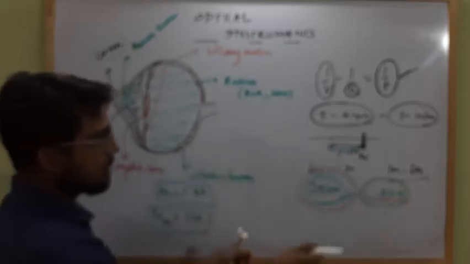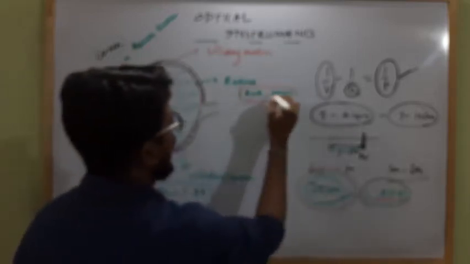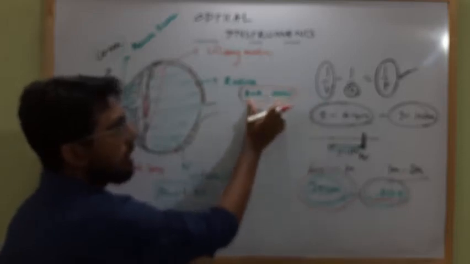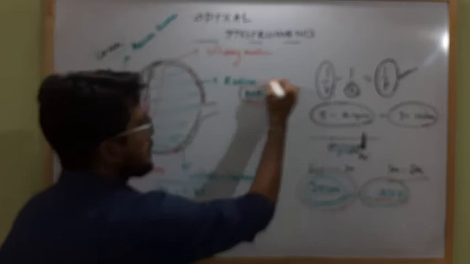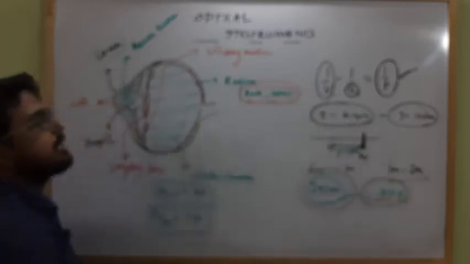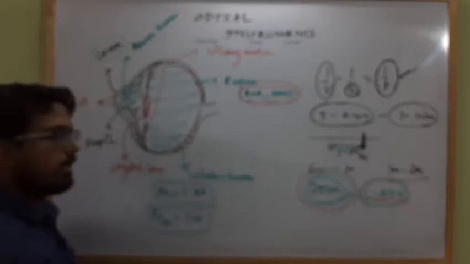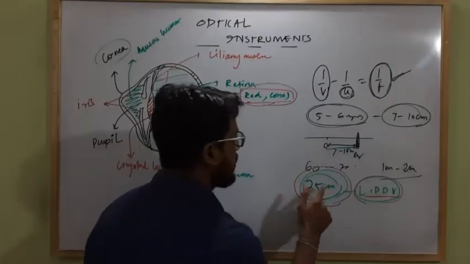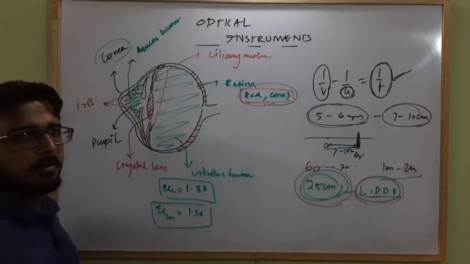Because when light is incident on the retina, there are a large number of rods and cones, attached with a large number of nerves. When light is incident on the rods and cones, the nerves get activated, due to which we get the signal of the object or the image. Clear? So for a normal eye, the least distance of distinct vision is 25 centimeter.